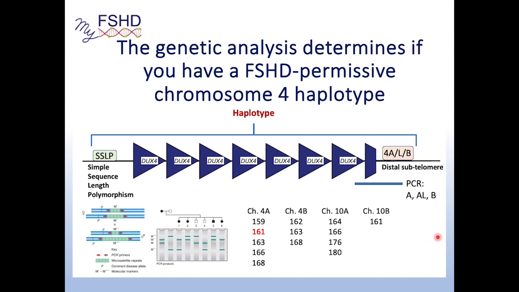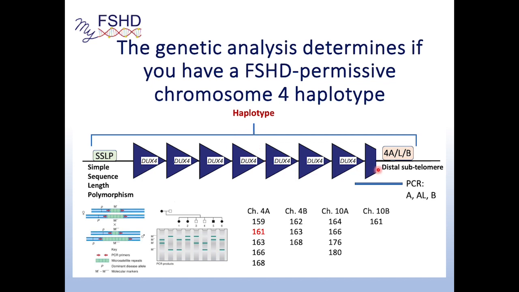All right, so what are we talking about? We're going to go through an analysis called haplotyping. And what is a haplotype? A haplotype is a set of genetic elements, or genes, that tend to be inherited together. The FSHD region has your D4Z4 array, your distal subtelomere that determines whether you're permissive or not permissive, and upstream on the centromeric side are simple sequence-length polymorphisms that we're going to use to track chromosomes through your family and also to help us understand whether you're permissive or not.